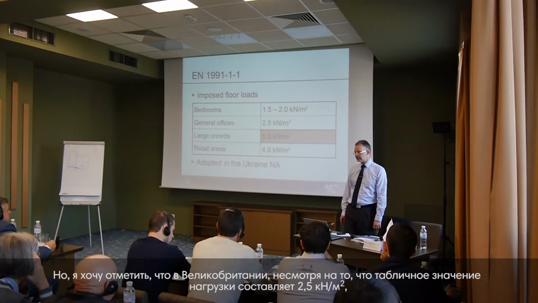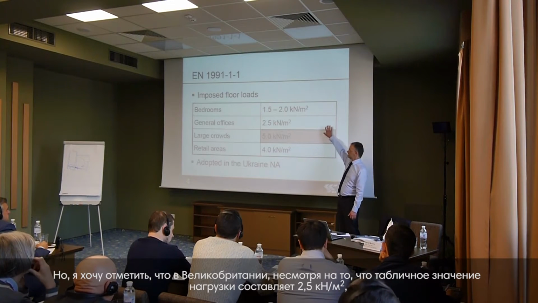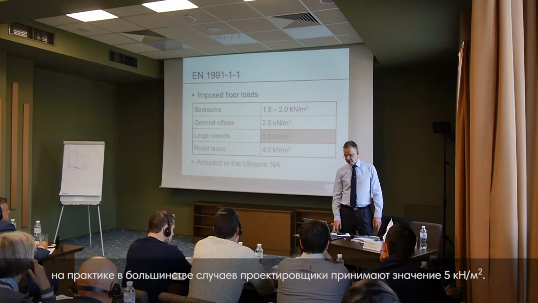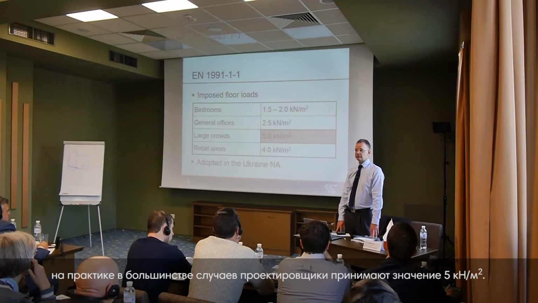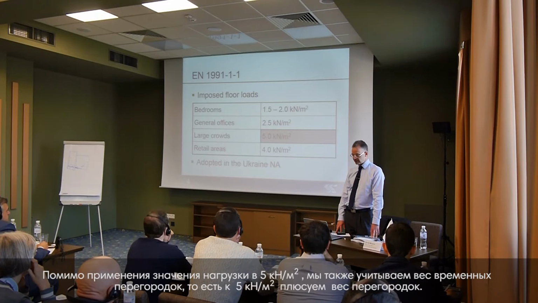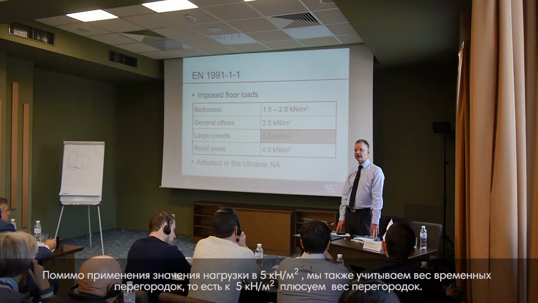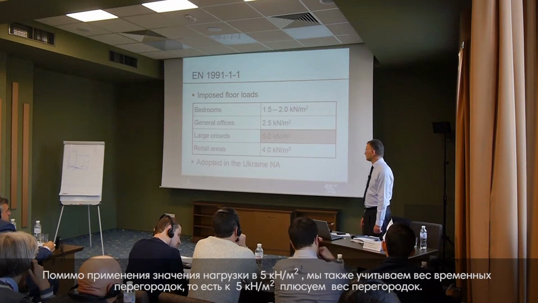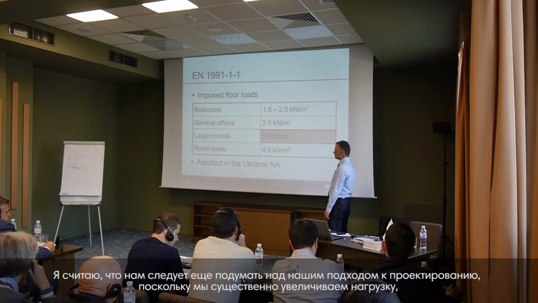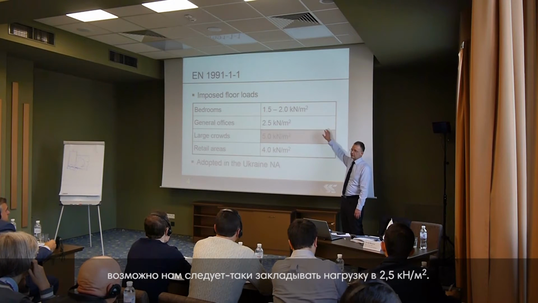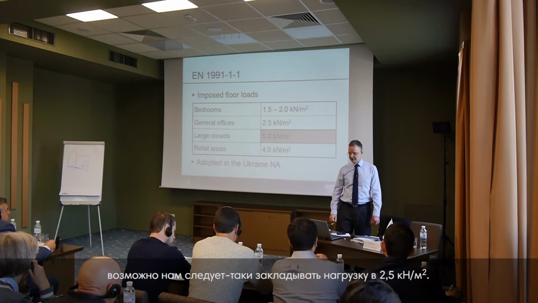In the UK, I have to say that despite this value of 2.5 kilonewtons per square metre being recommended, most of the design in the UK would be based on 5 kilonewtons per square metre. In fact, as well as the 5 kilonewtons per square metre, we would also allow an allowance for partitions. So normally it's 5 plus an allowance for partitions. I'm concerned about that because really we are over-designing. Perhaps we should think about designing just for 2.5 kilonewtons per square metre.